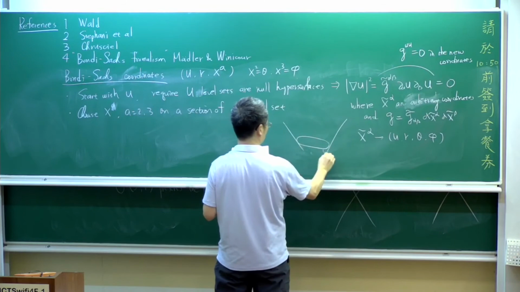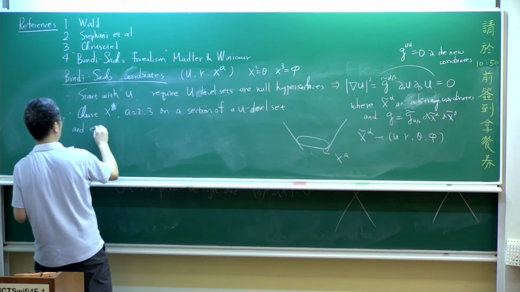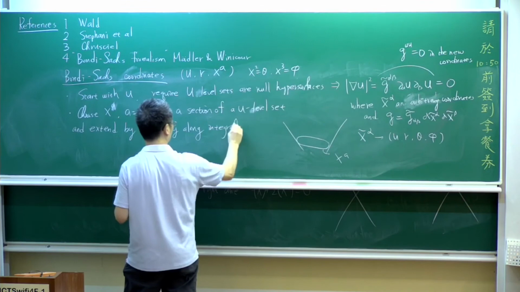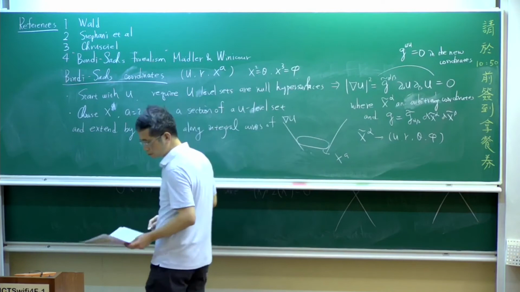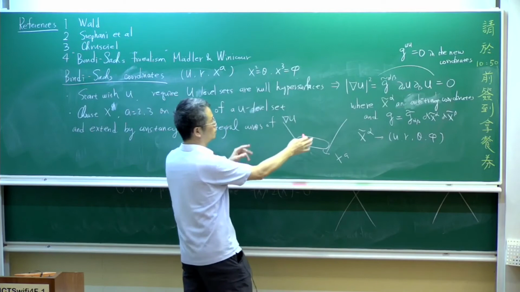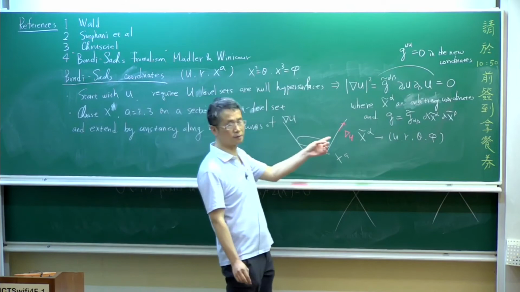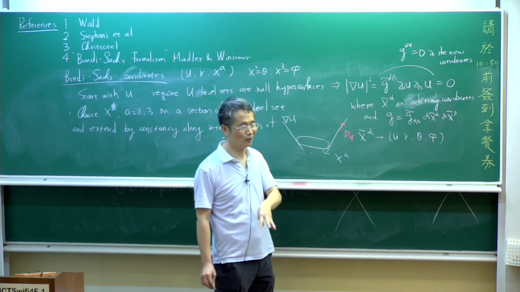I choose my x^A, and extend by constancy along integral curves of gradient u. I mean, the geometry is actually quite funny. If this is the gradient, then gradient u is actually in this direction. You have to think of it a little bit carefully. In the previous picture, this gradient u is exactly the same as d/dr. But d/dr is null, so is this gradient u here.